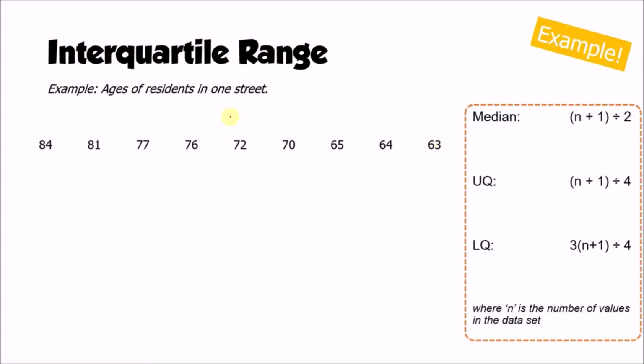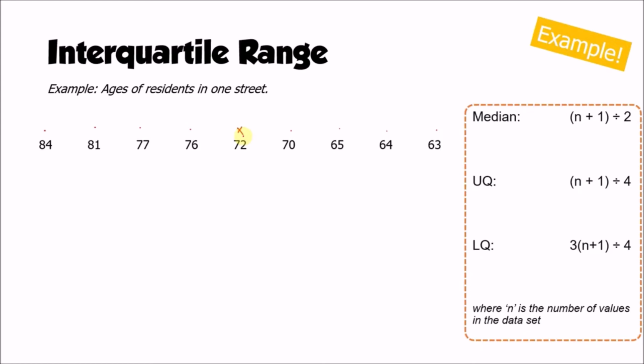First thing we need to do is find the median value, and this can be done in one of 2 ways. With a relatively small set of data like this, we could just count from either end until we find the middle. So I've got 1 at either end there, 2, 3, 4, and then I land on this one here being the middle value. So in this case, the median value is 72.